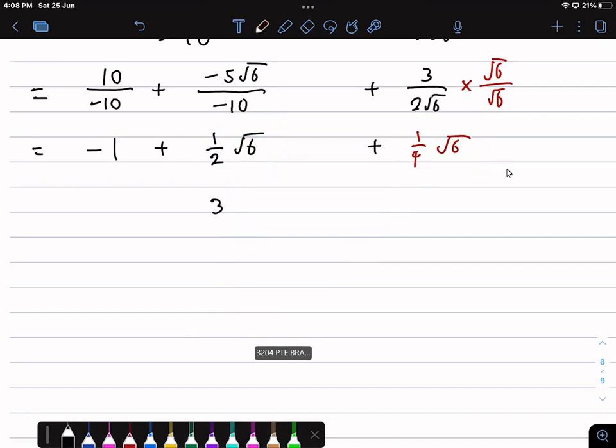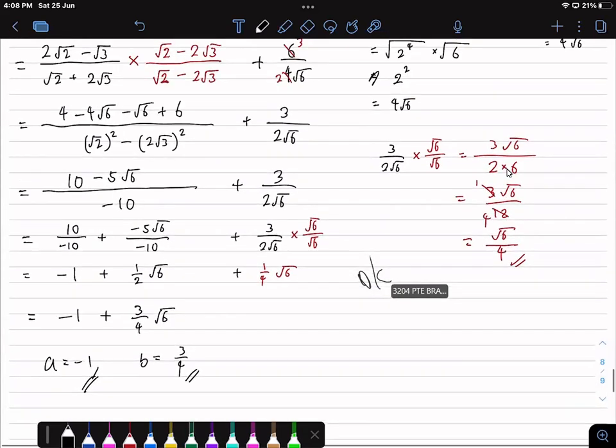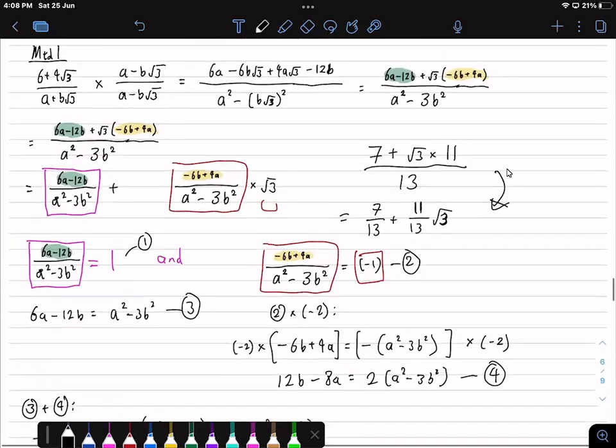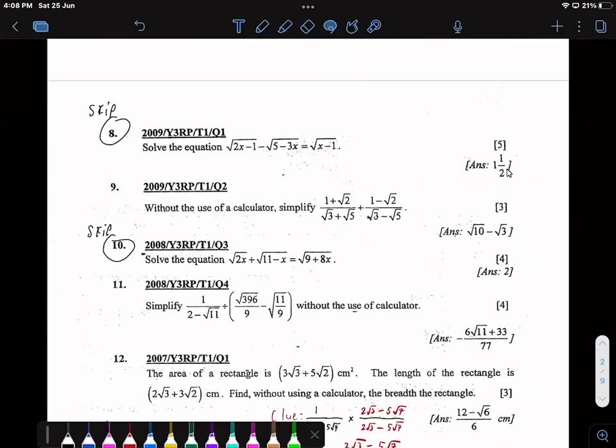So 3/4 of an apple, in this case, is root 6. And add on the -1. So therefore, A equals -1, B equals 3/4. Okay, good. Next one. Question 5 done. Question 9. Let's take a look at question 9.